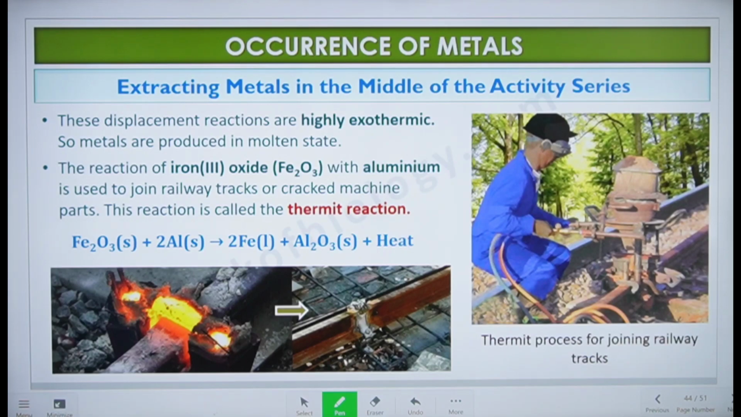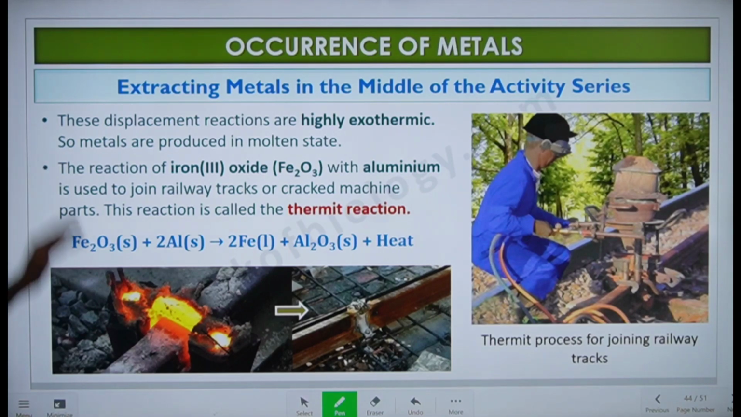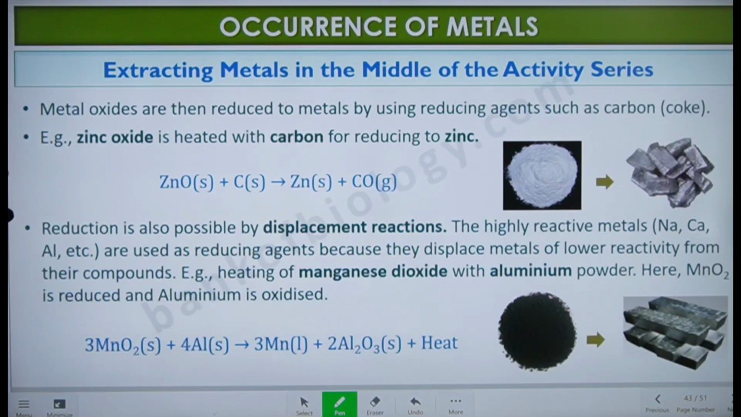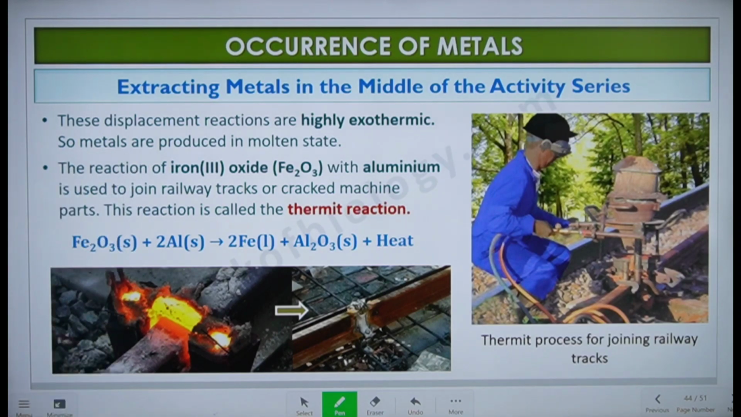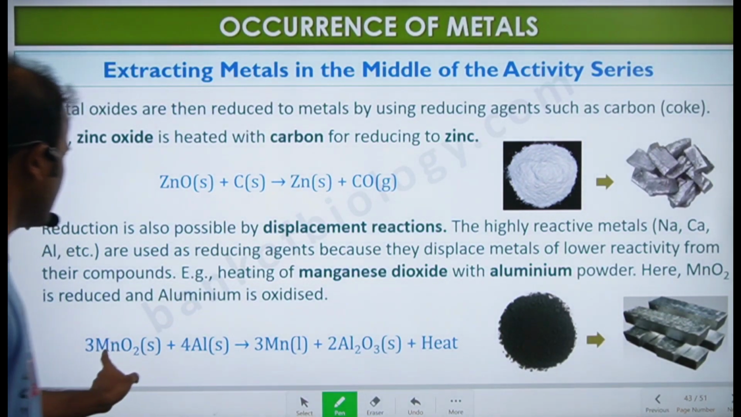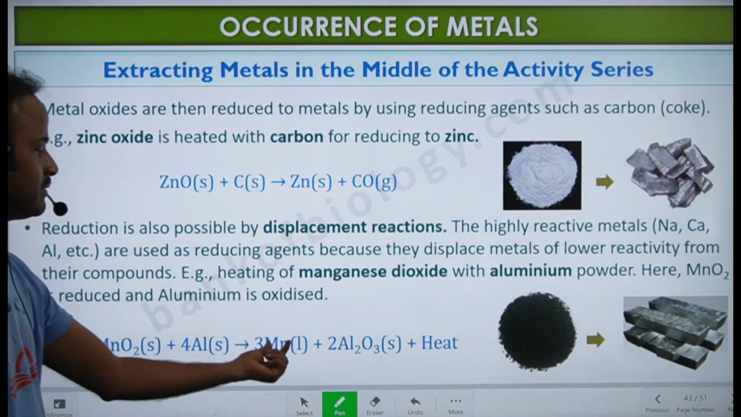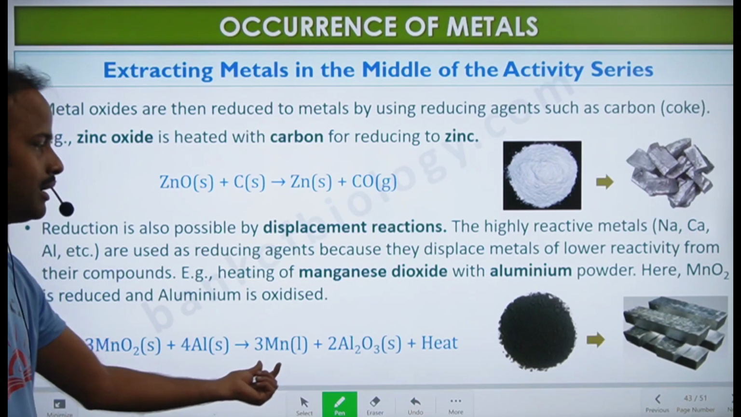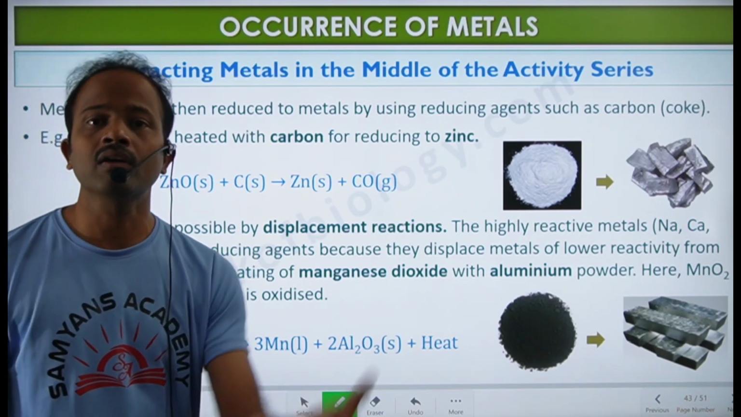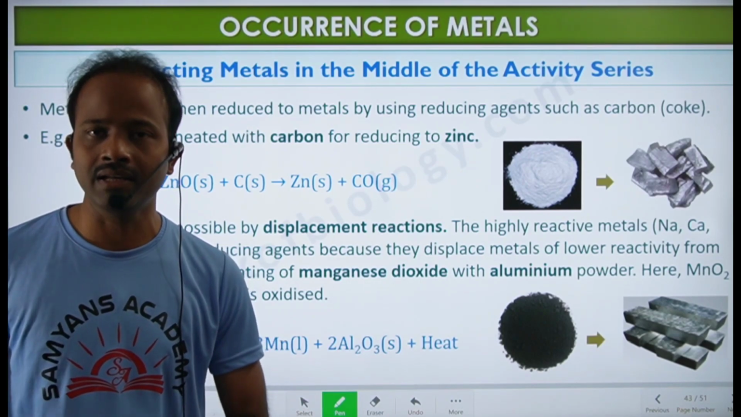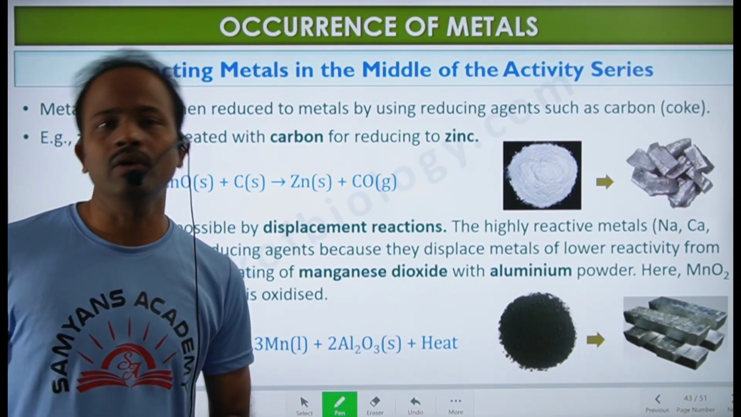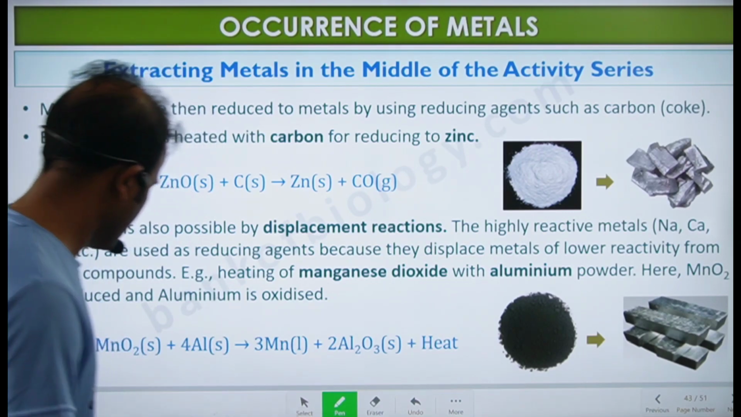Now, extracting metals in the middle of the activity series. In this, these displacement reactions are highly exothermic, so metals are produced in the molten state. Now you see, the manganese oxide which is in solid form, after reacting with the aluminum, we are getting manganese in liquid form, right? These are highly exothermic reactions. Because of that excess heat, the metal is converted into molten, liquid form.